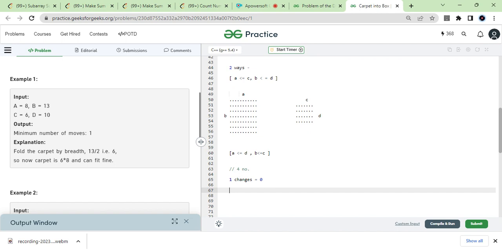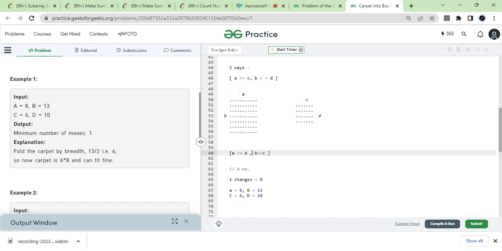There might be the need that you need to change only one dimension. Like currently the scenario: A is 8, C is this, D is this. So what I'm saying is that A is already lesser than or equal to D, right?